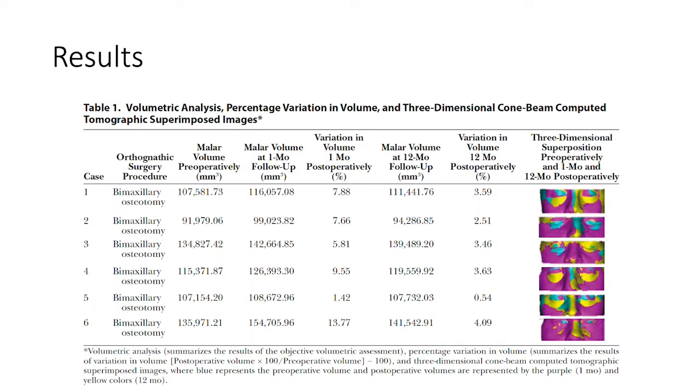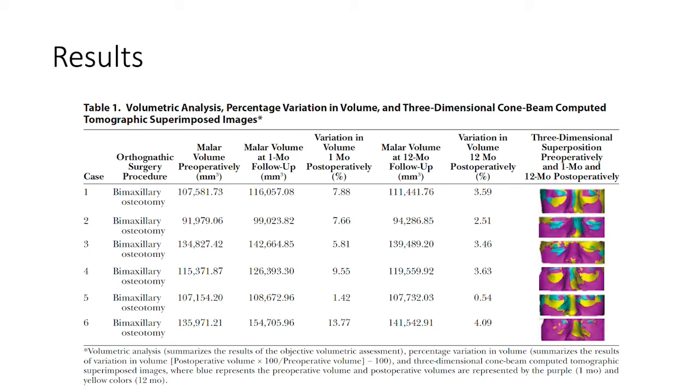And here's the result. Subjectively, all of the patients were satisfied with the volume achieved at the malar area. The visual analog scale score for satisfaction was 10, and none of them complained of pain. The visual analog scale score for the average pain was 1. Also, there were no surgical complications.